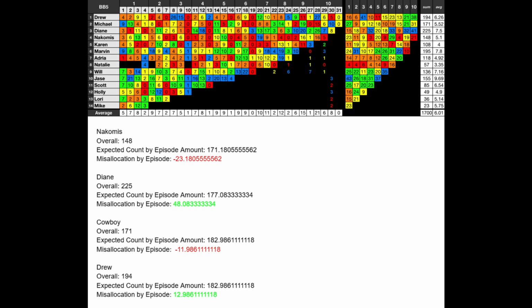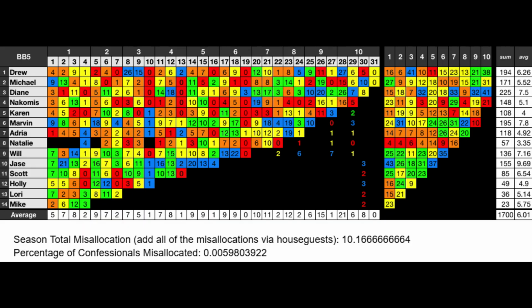So the overall season total misallocation, which is all the misallocations by Haskins added together, we have a number of 10. And this kind of makes sense since all the pre-jurors, with the exception of Jace, got balanced edits, and a lot of the jurors who even made it to the 11, 12, 13 points in the positive or negative direction, they still got relatively balanced distribution. So this number being this small kind of makes sense.